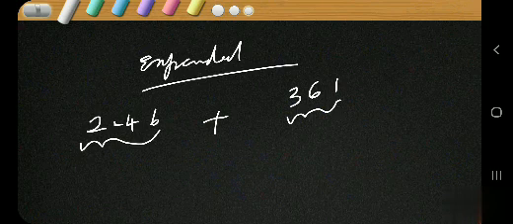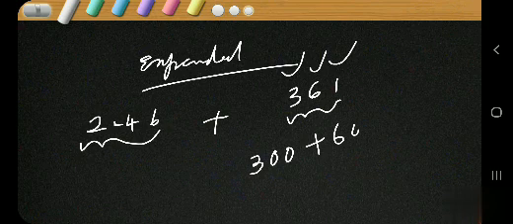Here, what we have to do for finding the place value? Sorry, what is the expanded form of 361? For finding this, we have to find out the place values of each of the digits, and they are separated by plus sign. That means place value of 3 is 300 plus place value of 6 is 60 plus place value of 1 is 1. Sorry, 1 is 1. This is the expanded form of 361.